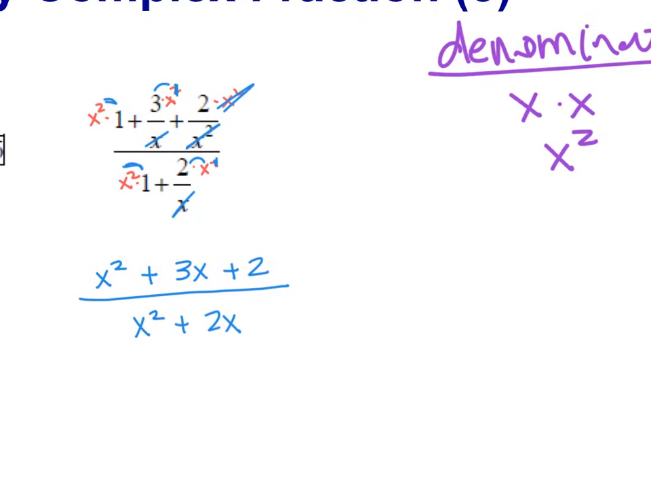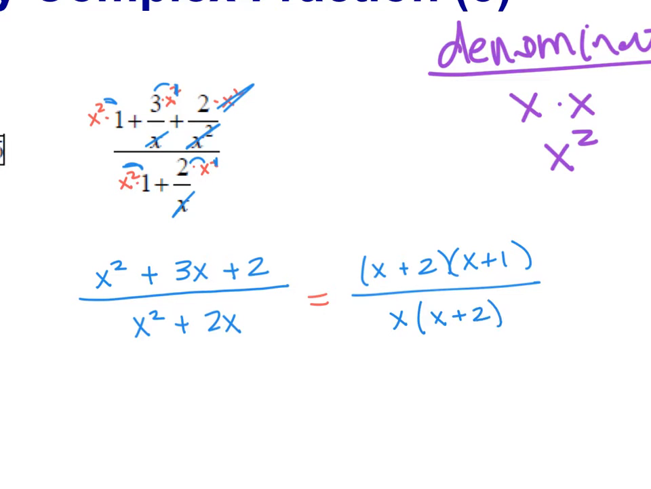So to simplify this, remember we try to factor and cancel. This is one of our basic trinomials. We're looking for factors of 2 that add up to 3. So that's going to give us a 2 and a 1. So we write x plus 2 times x plus 1. Now, in the denominator, it's just 2 terms, so start by looking for a GCF, and we can see both terms have an x. So we factor an x out, and it leaves us with an x plus 2.